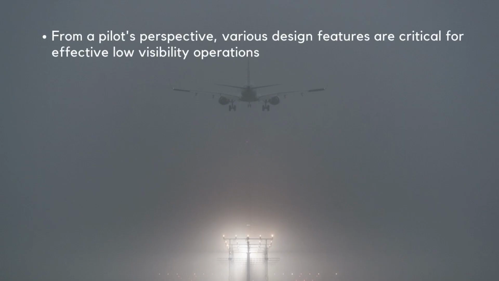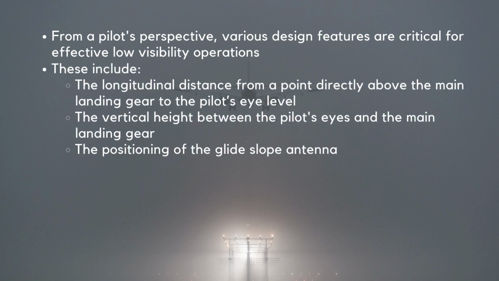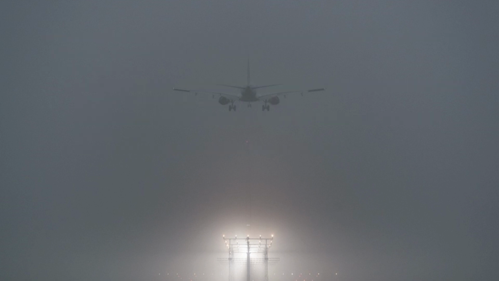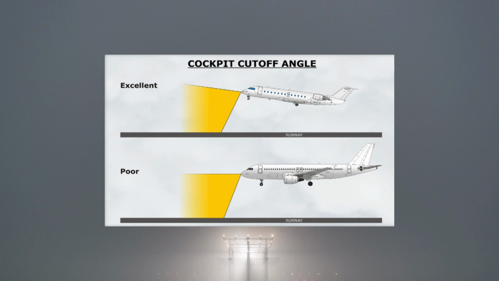From a pilot's perspective, various design features are critical for effective low visibility operations. These include the longitudinal distance from a point directly above the main landing gear to the pilot's eye level, the vertical height between the pilot's eyes and the main landing gear, and the positioning of the glide slope antenna. Another key factor is the cockpit cutoff angle, which represents the angle formed between the horizontal plane and an inclined plane passing through the pilot's eyes, below which the view is obstructed by the aircraft's structure.